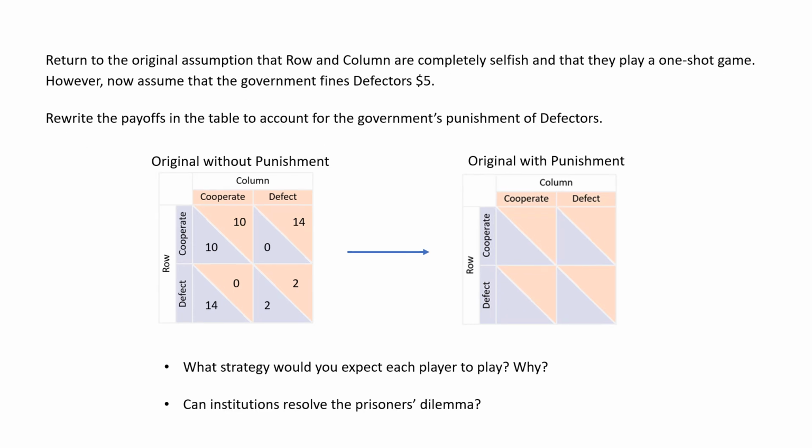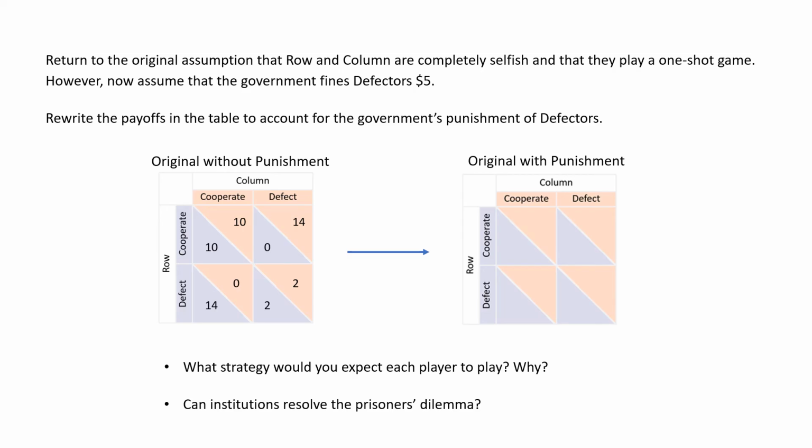Okay, in this last example, we're going to go over one final method to solve the prisoner's dilemma problem. So again, we return to the original assumption that row and column are completely selfish and that they play a one-shot game. However, now assume that the government fines defectors $5. Rewrite the payoffs in the table to account for the government's punishment of defectors.